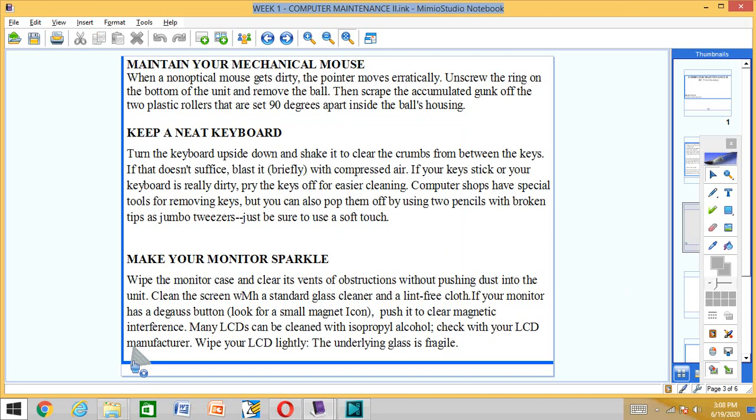Maintain your mechanical mouse. The mouse, as it moves, accumulates dust, and the dust affects its performance. At interval, you need to inspect the rolling points and ensure that it is free from dust.